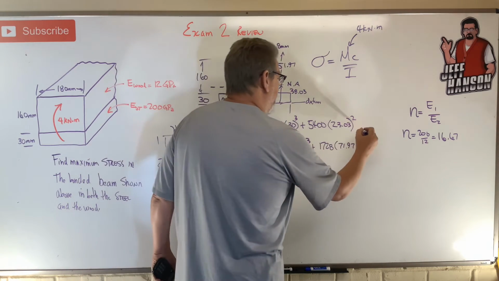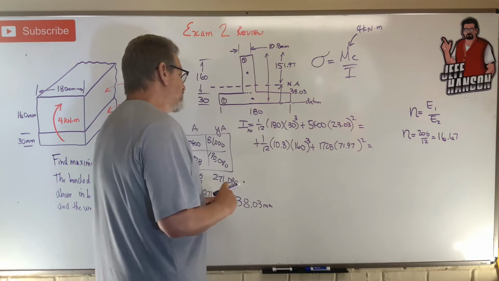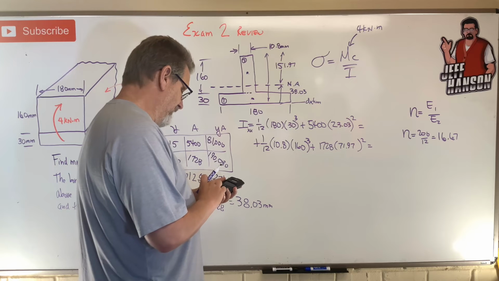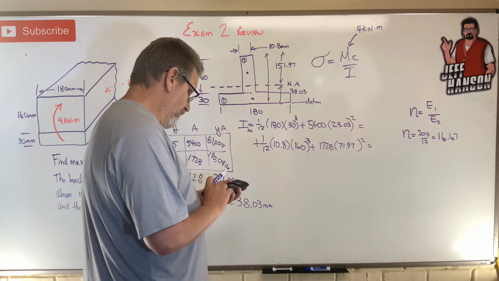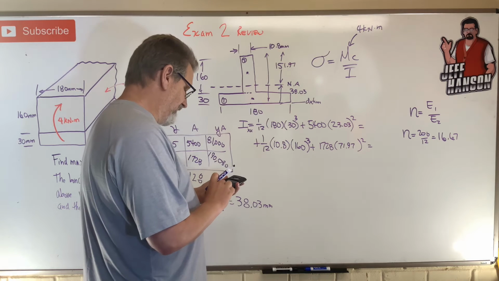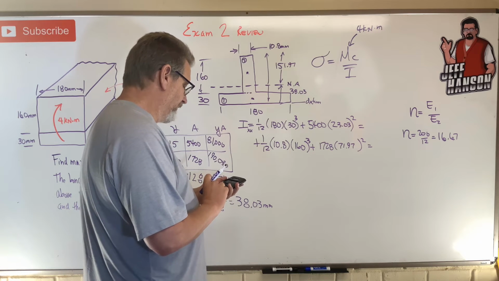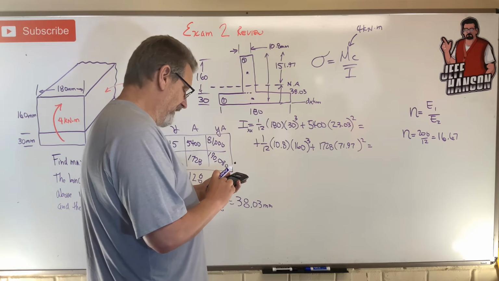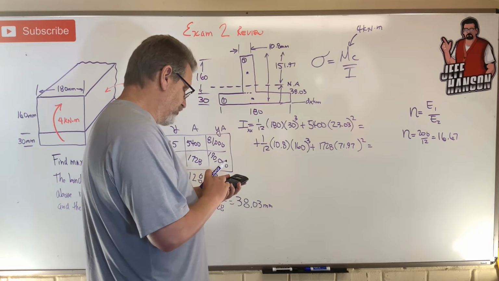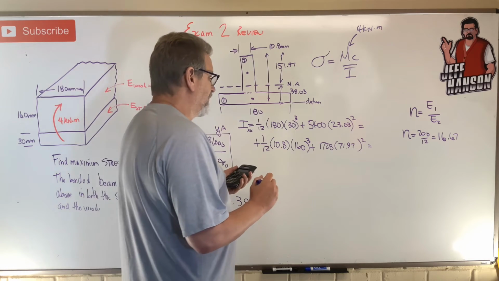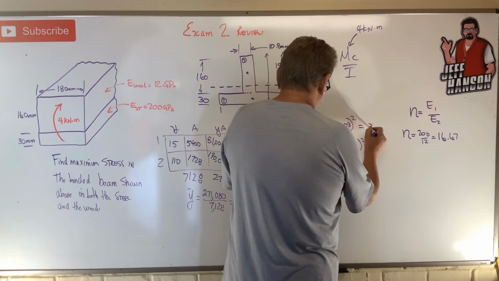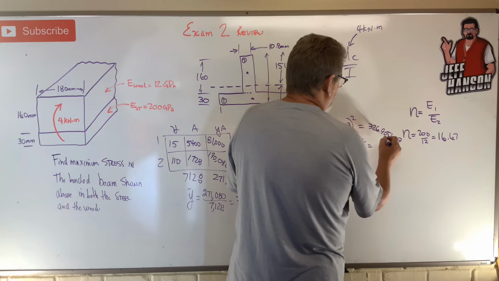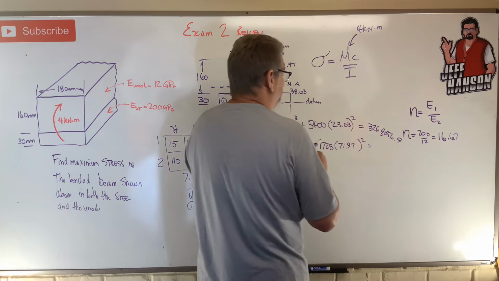Okay, let's calculate that up. Let's do this line and then we'll do that line so we don't make a mistake here. 180 times 30 cubed divided by 12, plus 5,400 times 23.03 squared equals. Okay, this one is 3,269,056.9. Okay, so 3 million there.